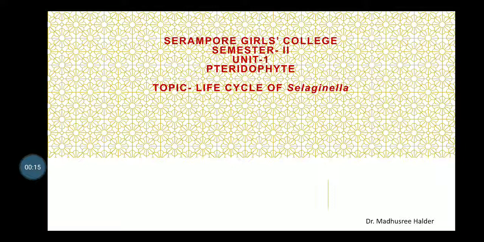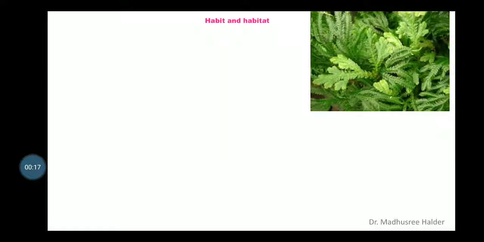Today our topic of discussion is Pteridophyte, and today we discuss the life cycle of one Lycophyta member, that is Selaginella. First of all, we have to know the habit and habitat of Selaginella. Here is the morphological picture of the sporophytic plant body of Selaginella.